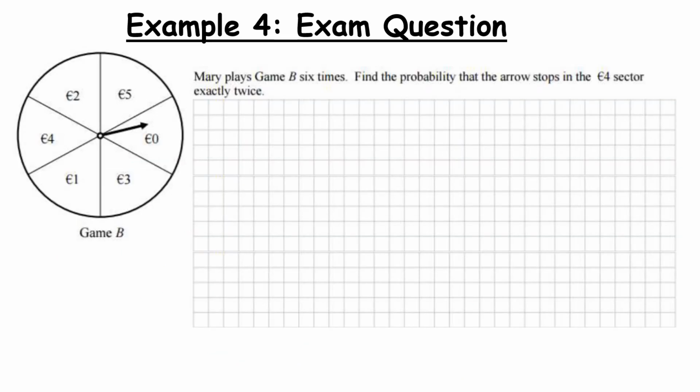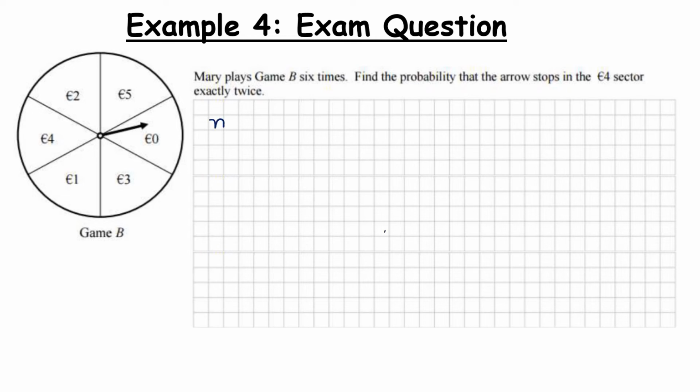So let's look at an exam question where we have to use that binomial distribution or the Bernoulli Trials. So Mary plays game B 6 times. Find the probability that the arrow stops in the €4 sector exactly twice. So we play this game, so Mary plays this game 6 times. And we want to find the probability that it stops in the €4 sector twice, but we don't know when. So if they said it was the first 2 times, we'd know when, and then we wouldn't need the binomial distribution or that Bernoulli Trials. We would be able to say exactly when it happened. But since we don't know, this is how we know we have to use the binomial distribution.